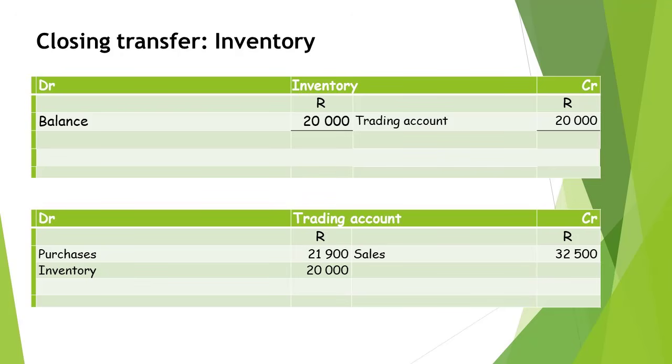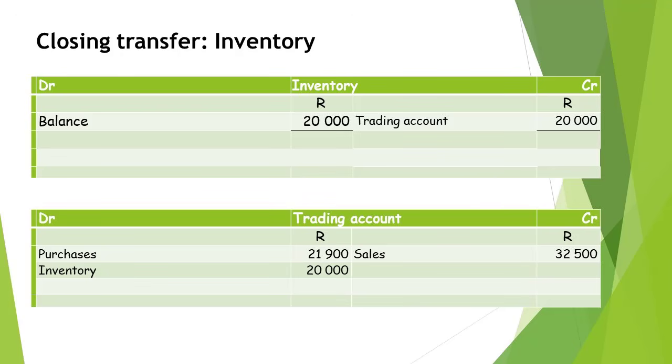This basically means the total of all inventory the business owned at the beginning of the period, as well as all new inventory purchased, are now recorded in the trading account. Businesses using the periodic inventory system will do an inventory count at year end to determine the closing inventory. In our example, the business did an inventory count and determined that the closing inventory amounted to 25,000 Rand.